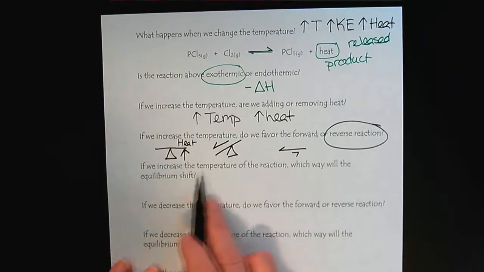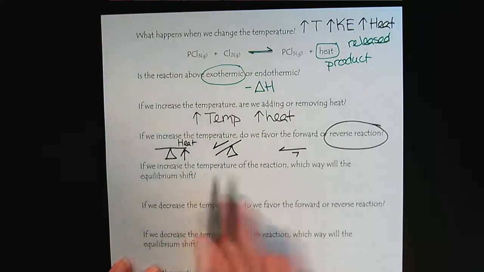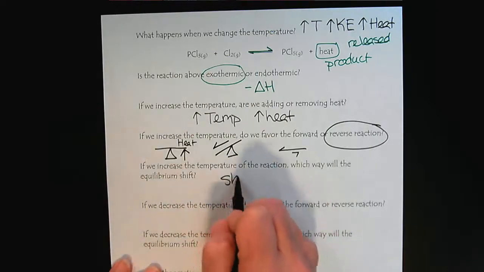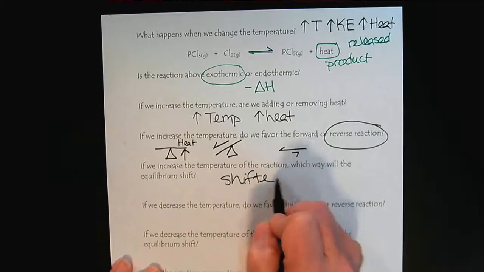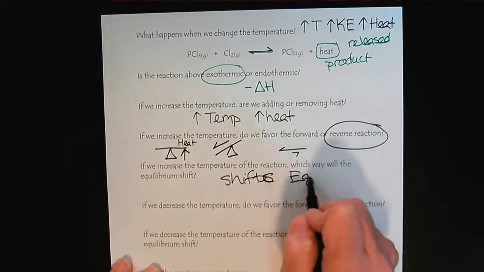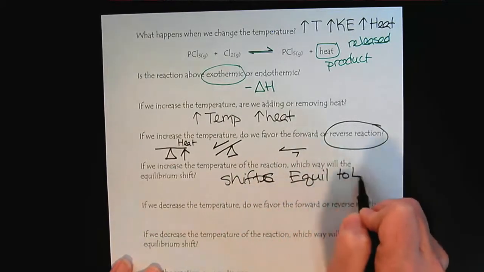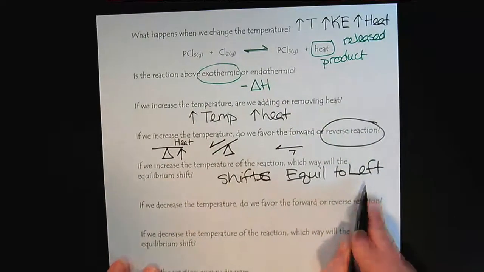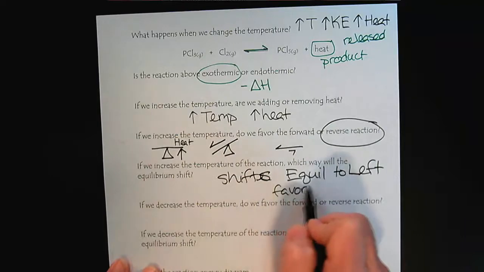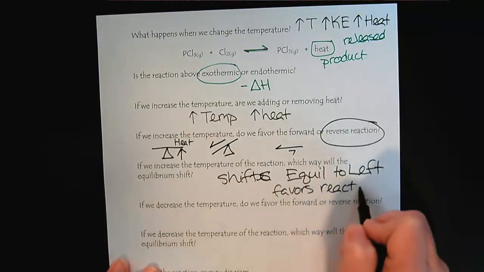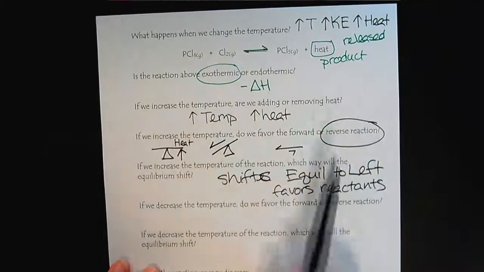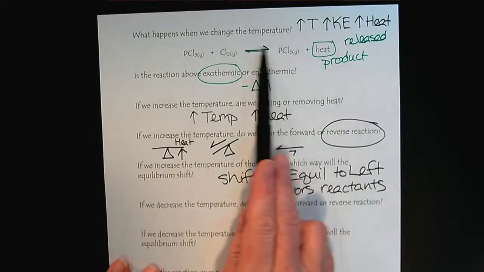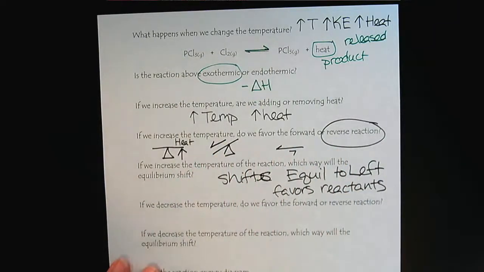Now, what does this do to the equilibrium? I've pretty much already said it. It shifts the equilibrium to the left. And so when we shift the equilibrium to the left, that favors reactants. So adding heat is going to push the reaction in the reverse.